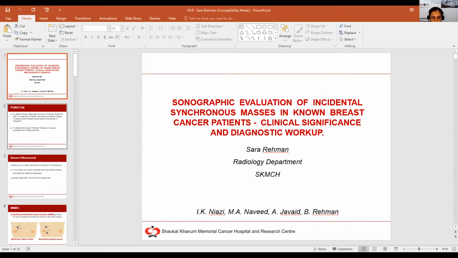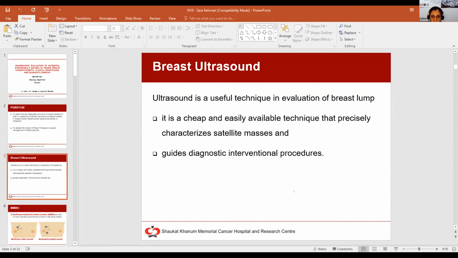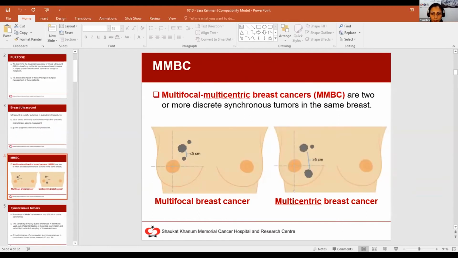The purpose of this study was to determine the diagnostic accuracy of breast ultrasound in classifying incidental synchronous breast masses as benign or malignant, and to assess the impact of these findings on surgical management of these patients. Breast ultrasound is a useful technique in evaluation of breast lump because it is cheap, easily available, and precisely categorizes breast masses as benign or malignant. And at the same time, it guides interventional procedures like ultrasound-guided biopsy, FNA, and clip placement.